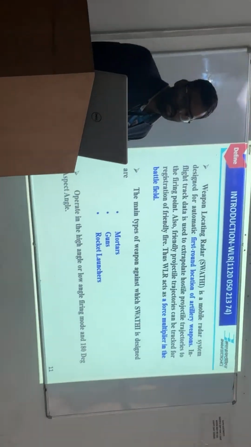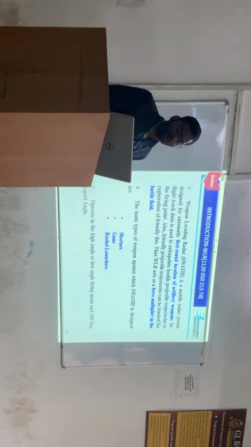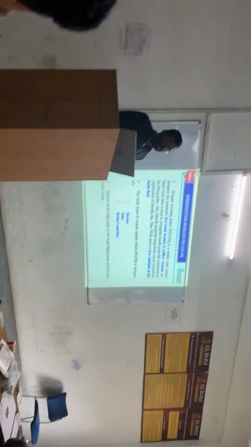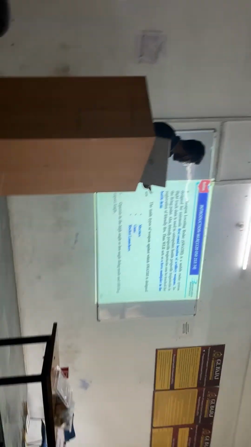WLR stands for Weapon Locating Radar, which is also called SWATHI. It's a mobile radar system designed for automatic fast location of artillery weapons. The main types of weapons against which SWATHI is designed are mortars, guns, and rocket launchers.